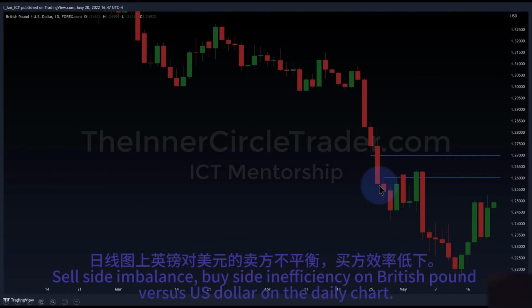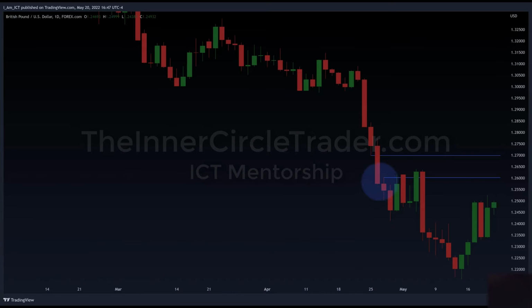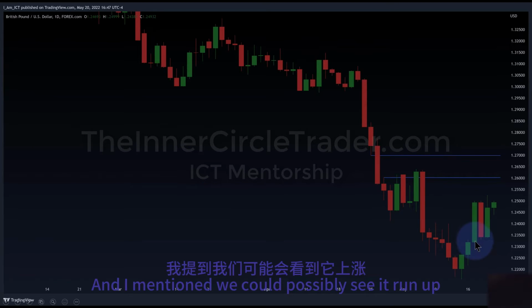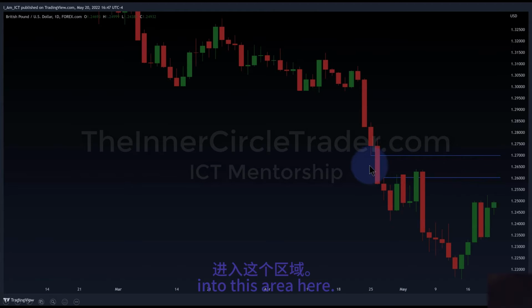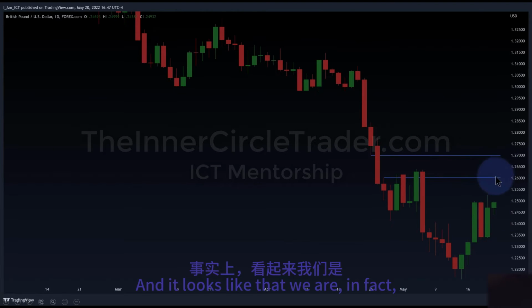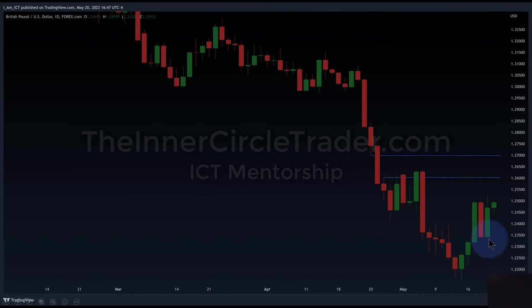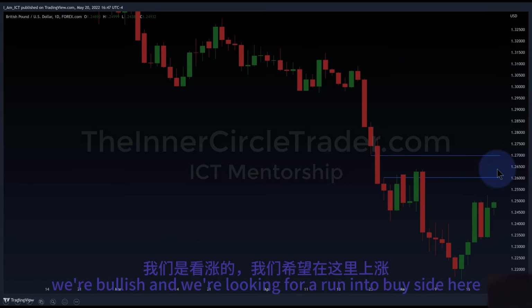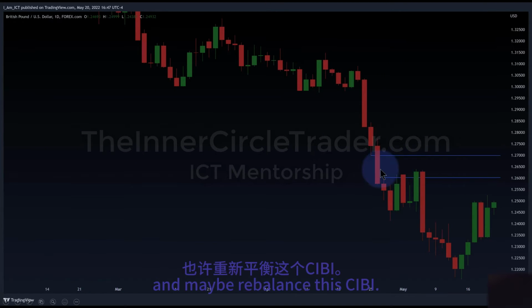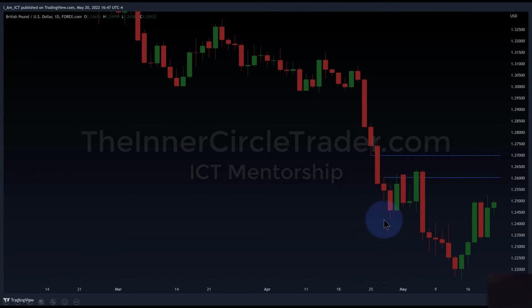SIBI here. Sell side imbalance, buy side inefficiency on British pound versus US dollar on the daily chart. Ran up into it there, worked lower. And I mentioned we could possibly see it run up into this area here. And it looks like that we are, in fact, framed for that type of run. So as long as we're above this red candle or down closed candle, we're bullish, and we're looking for a run into buy side here and maybe rebalance this SIBI.